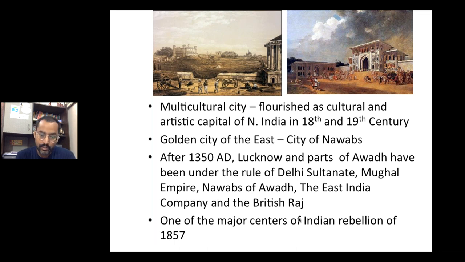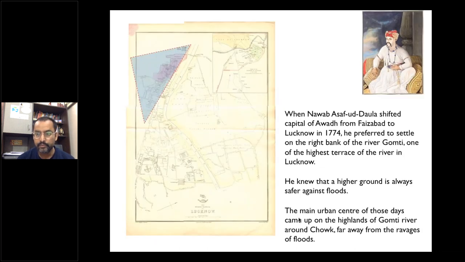And I started reading a lot about Lucknow, because I came to Lucknow just 15 years back in 2005. I was in Delhi, and I started reading about history, how the city of Nawabs flourished in the 18th and 19th century. So after 1350 AD, Lucknow and parts of Awadh were under the rule of the Delhi Sultanate, Mughal empires, Nawabs of Awadh, the East India Company, and the British Raj. And this was one of the major centers of the Indian Rebellion of 1857. You have the Residency as a mark of the struggle for independence.